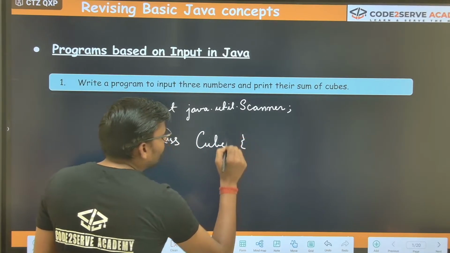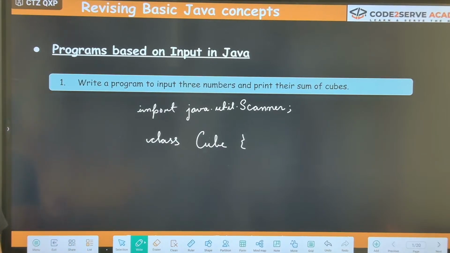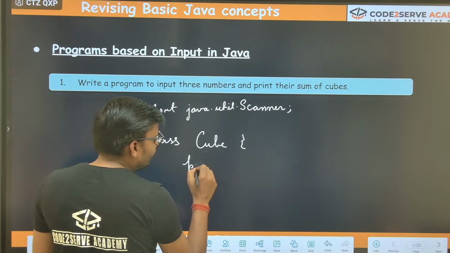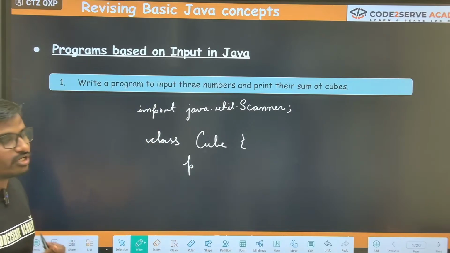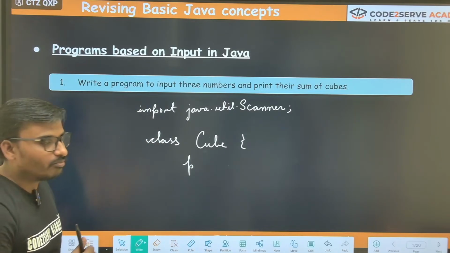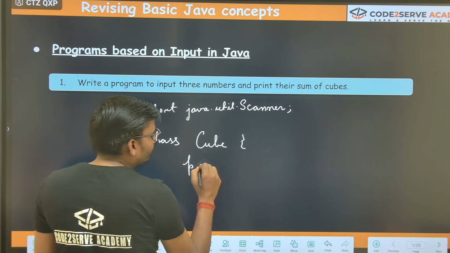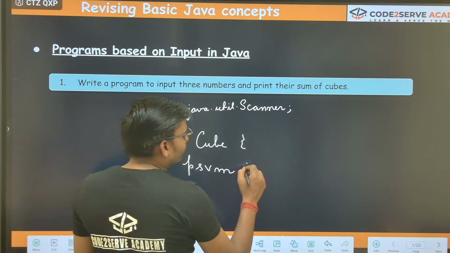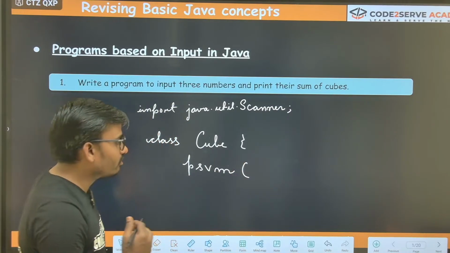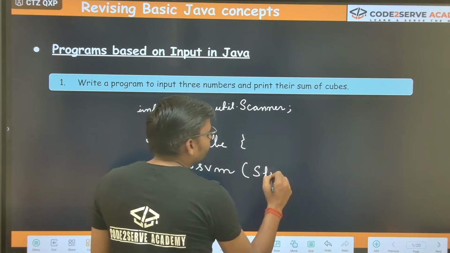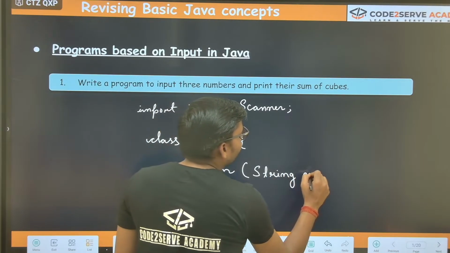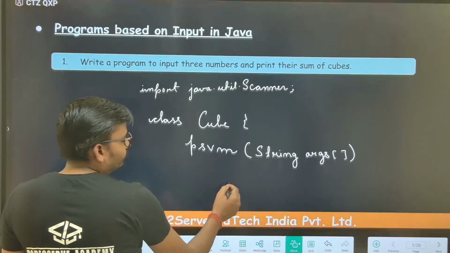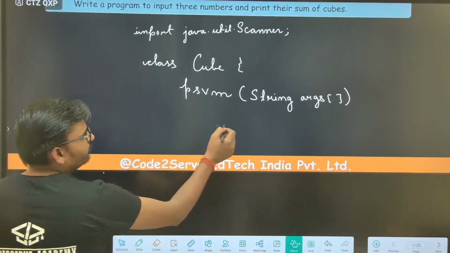All right, now here we write the public static void main. I'm not writing the complete syntax, I'm just writing the short form. Whenever you write in your exam, write it in the complete form. So I'm writing in short form. PSVM means public static void main. Okay. So here we have String args. All right. Now let's move forward.